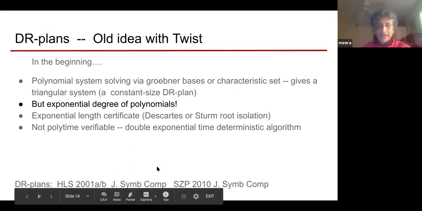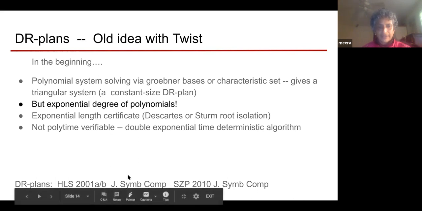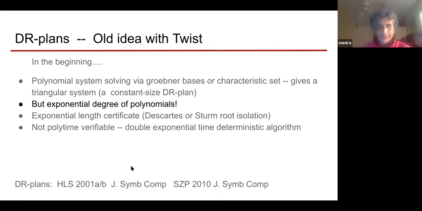So I put some references here for people who are interested. You can ask me later. So I've been working in this area of DR plans for a while towards the problem of realization, and several papers have appeared since 2001 in various places.